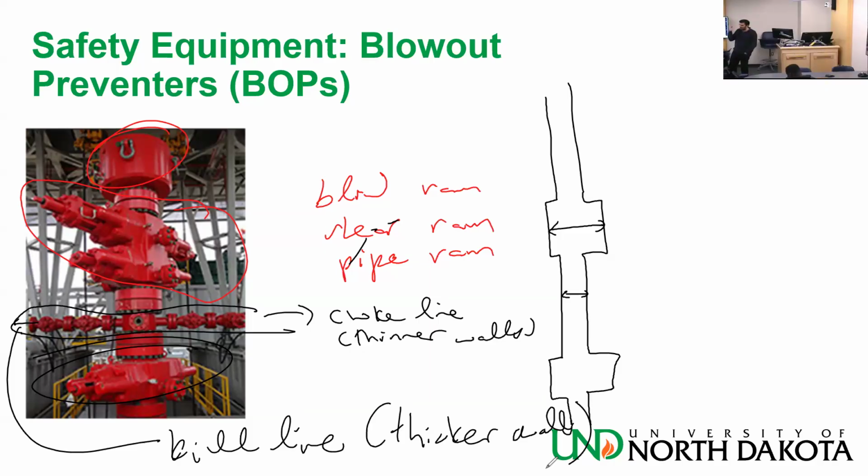Anyway, there is a BOP that was donated by a company, I don't know. It's a part of a BOP, not an entire BOP. But you can see the pipe on either side, and one side is thicker than the other. You can really tell from there which side is the kill line and which side is the choke line.